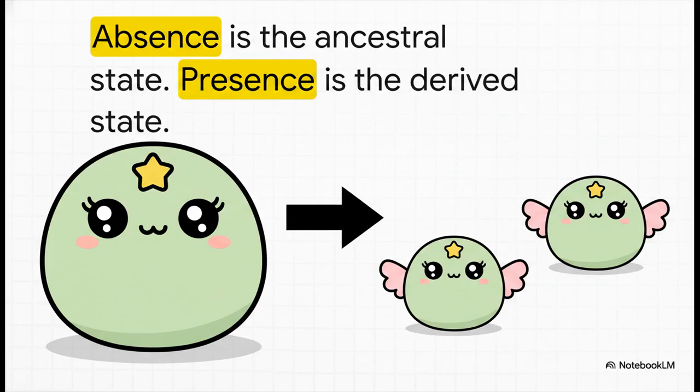Think of it like a blank canvas versus a painted one. Scientists actively look for what we call synapomorphies. That's just a fancy technical term for shared, newly derived characters. These new traits are literally the structural breadcrumbs we use to figure out which species are closest relatives.